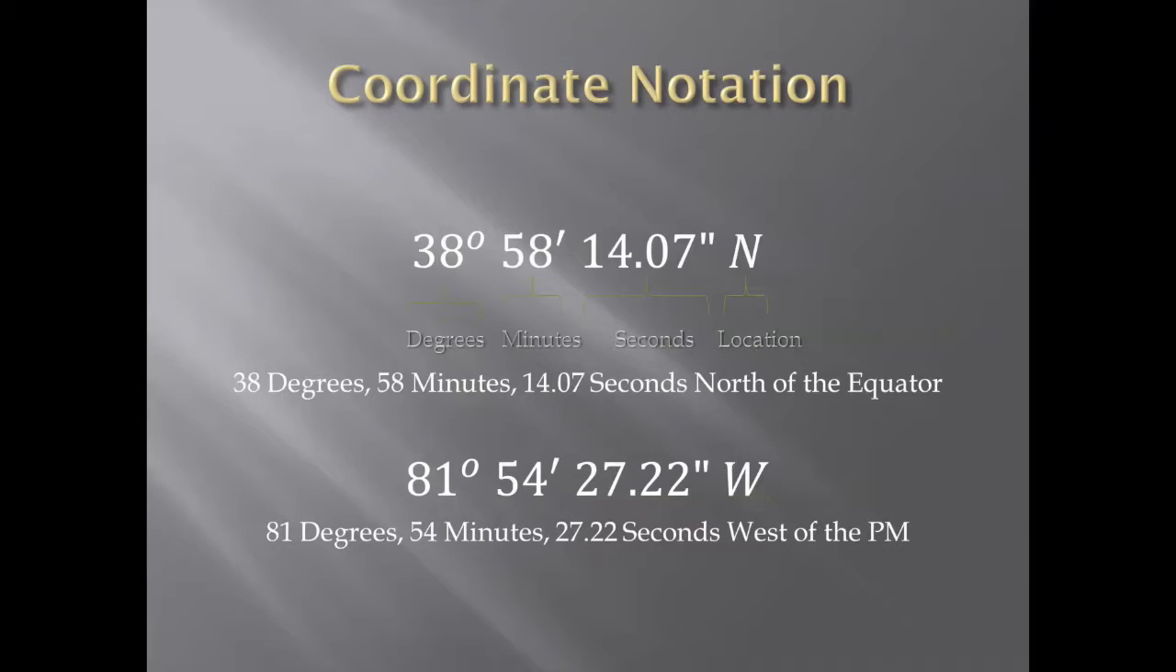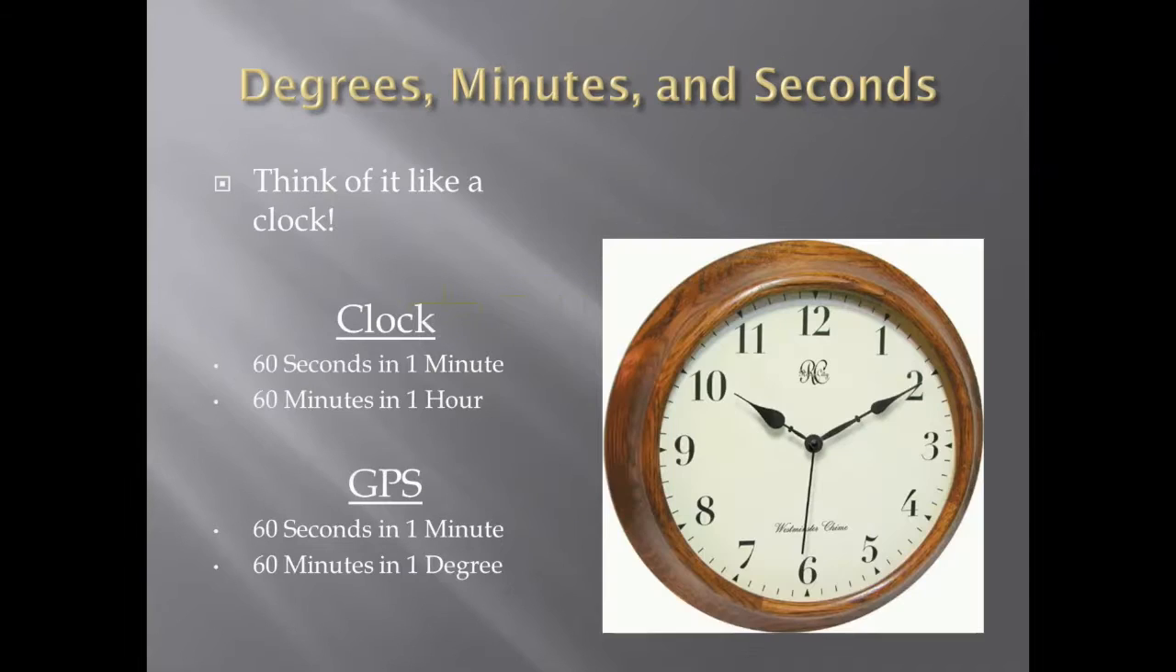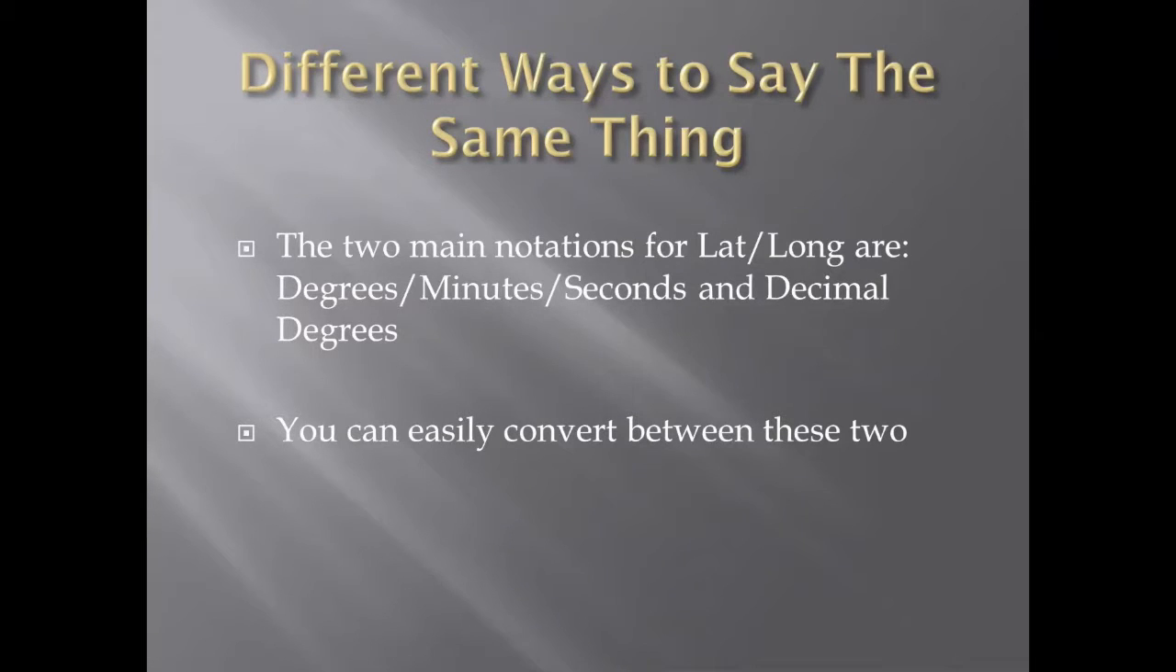Now let's review coordinate notation. The coordinates given below are read as 38 degrees, 58 minutes, 14.0 seconds north of the equator by 81 degrees, 54 minutes, 27.22 seconds west of the prime meridian. To understand degrees, minutes, and seconds, you need to think no further than of a clock. A clock has 60 seconds in 1 minute and 60 minutes in 1 hour. Similarly, on a GPS or map coordinates, 60 seconds make up 1 minute and 60 minutes make up 1 degree. It's important to remember that these are just different ways to say the same thing.